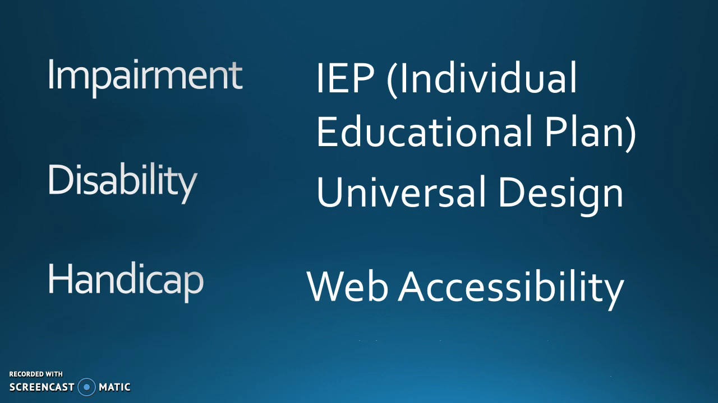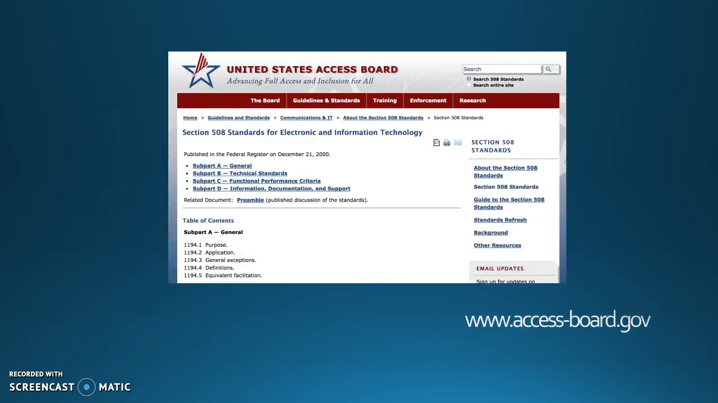Web accessibility refers to the inclusive practice of removing barriers that prevent interaction with or access to websites by people with disabilities. The United States Access Board website covers all of the required accommodations regarding access to technology. For the purpose of this tutorial, we will look at several issues most pertinent to instructional designers.